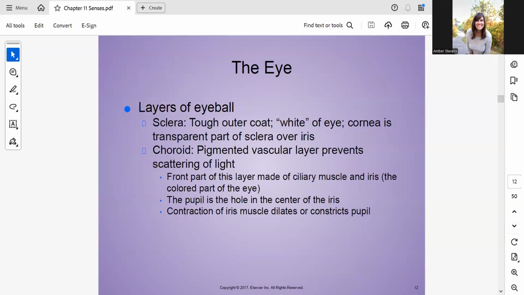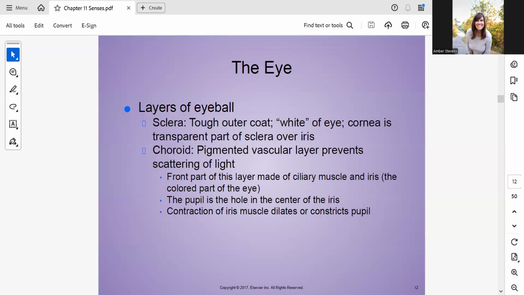All right, so now we're going to switch and talk about the eye. Let's focus on the eye. We're going to talk about the different layers. It has the sclera, the choroid, and the retina, and also components like the lens and cornea that we're going to be talking about. Those structures work together to focus the light on the retina for vision.